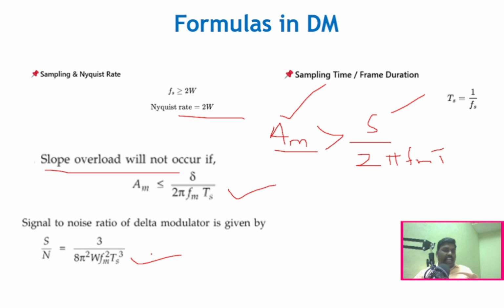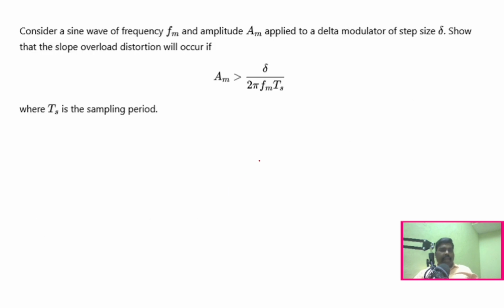You can see the signal to noise ratio can be written as this formula. This formula is very important. So only these two formulas we are going to use, and directly you substitute the values of Fm and Ts, and then you find out the slope overload error. Now we'll see the first problem.